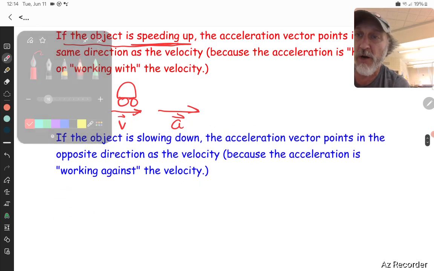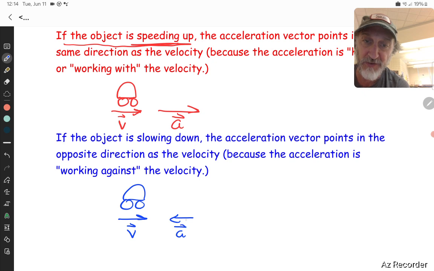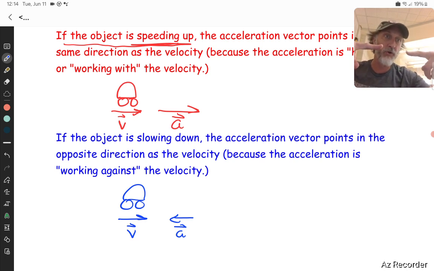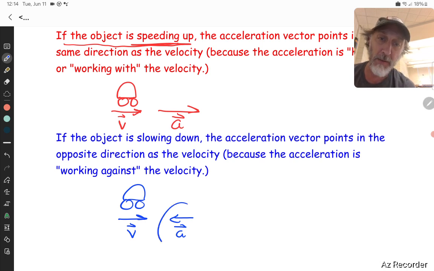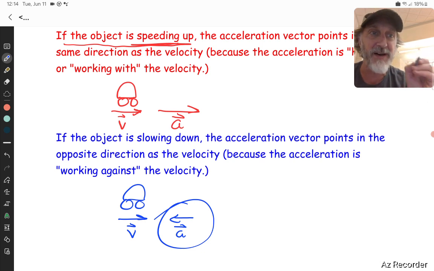Whereas if that same car is slowing down, here's my velocity vector, right? But if it's slowing down, now the acceleration is working against it, and so now my acceleration points to the left. So notice, in this scenario one of those two has to be negative, right? Because remember, in linear motion you pick one direction to be positive, one to be negative. So in this scenario, most of you would probably call this a negative acceleration. But be careful. Negative acceleration does not always mean slowing down.